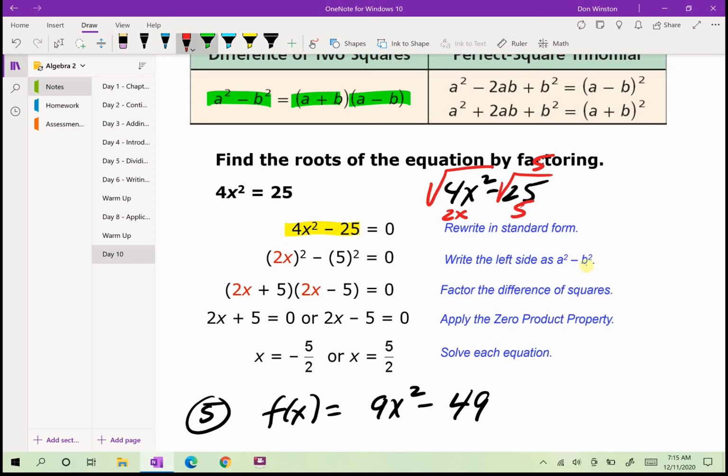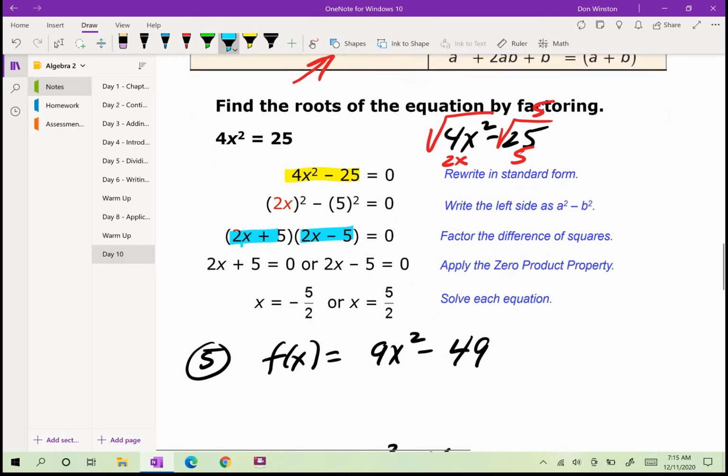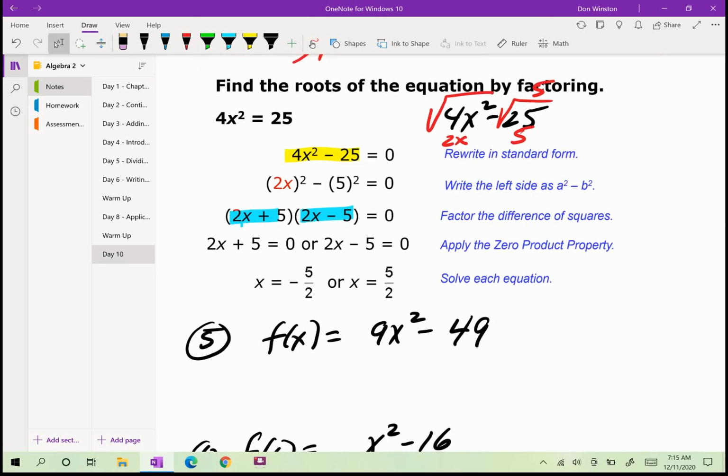So when we factor that using the difference of squares, we get 2x plus 5, where a was 2x and b was 5, and then 2x minus 5. Then we set each factor equal to 0 and solve. So we get x is equal to plus or minus 5 halves.